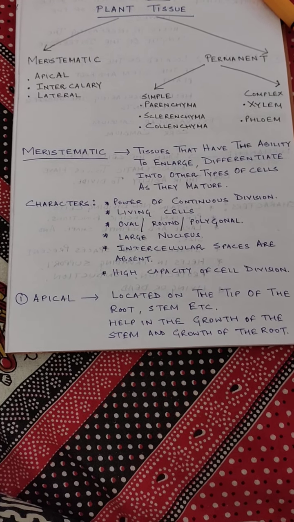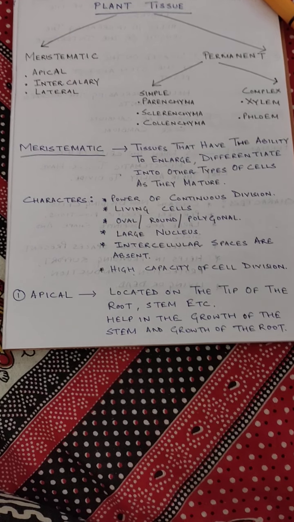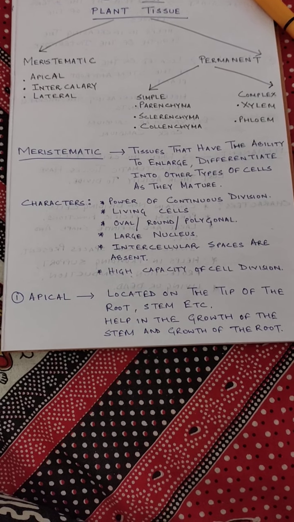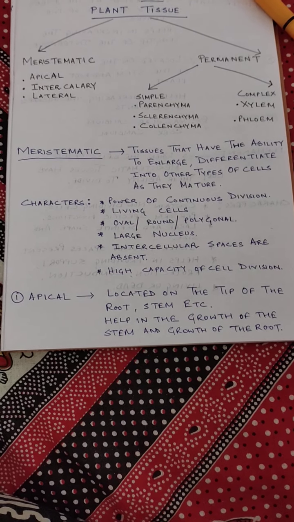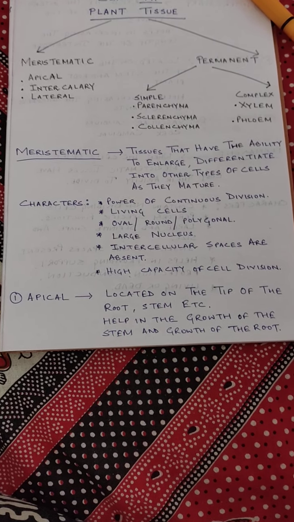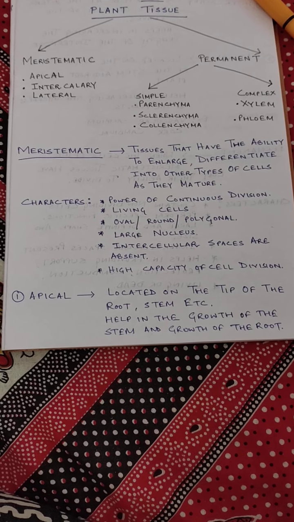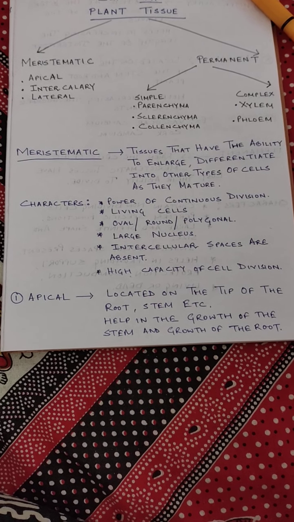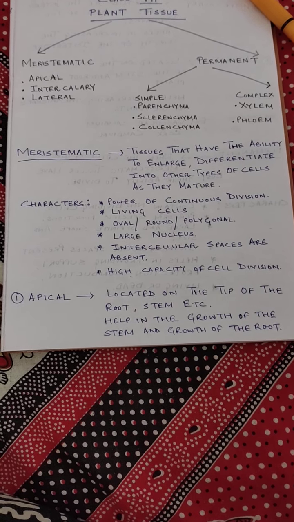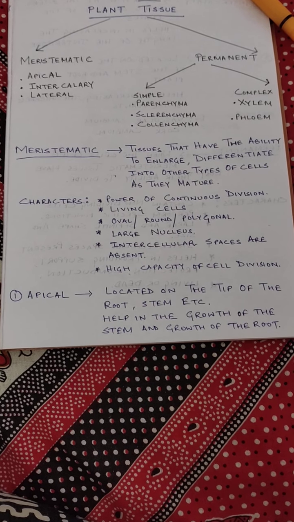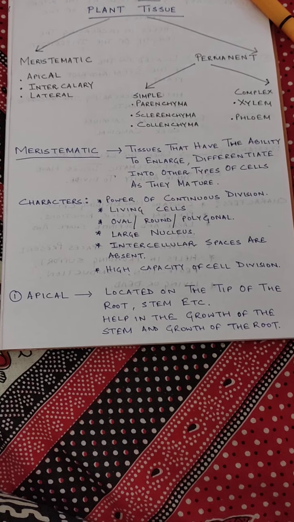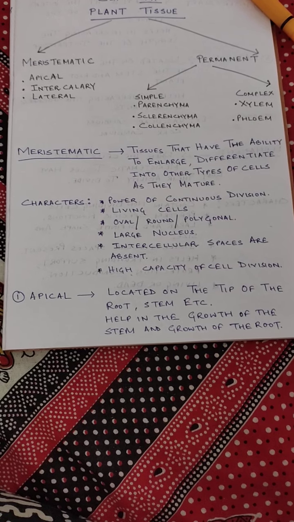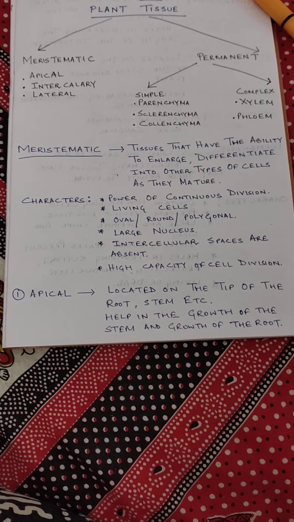But at first, we need to know the various types of meristematic tissues. The types of meristematic tissues are apical, intercalary and lateral. And types of permanent tissues, we can broadly divide it into two types, simple and complex. Simple again can be divided into three types, parenchyma, sclerenchyma and collenchyma, and complex can be divided into two types, xylem and phloem. Now we'll come to the explanation of each of them.